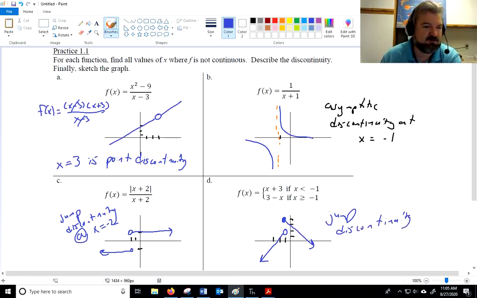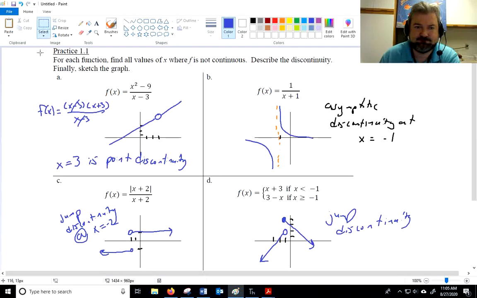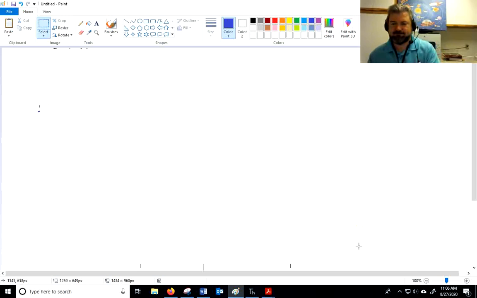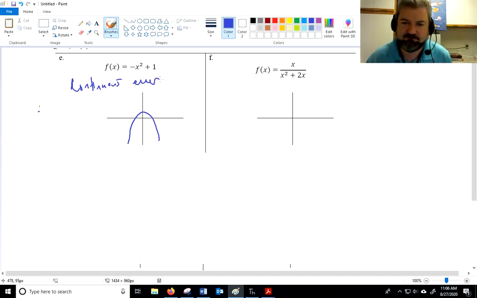All right, and I think there were a couple more down there. Let's grab those right quick. Okay, so for this one, let's see, negative x squared plus 1. That is a parabola that goes through 1 on the y-axis and negative 1 and 1 on the x. There are no discontinuities there. So I'm just going to say continuous everywhere.